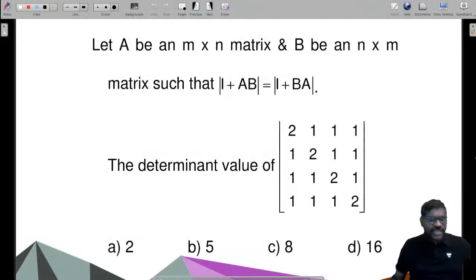Let A be m cross n, B be n cross m. Determinant value of I plus AB equal to determinant value of I plus BA. Then the determinant value of a 4 cross 4 matrix is. Observe, I am going to use the operation technique to solve this problem. Please observe. I am going to write the matrix 2, triple 1.